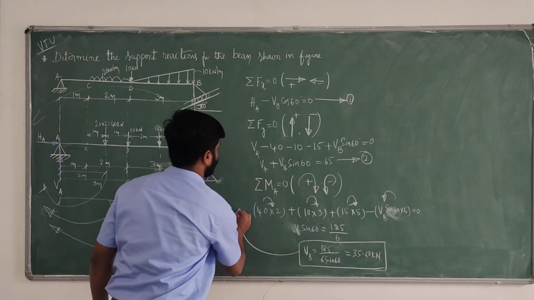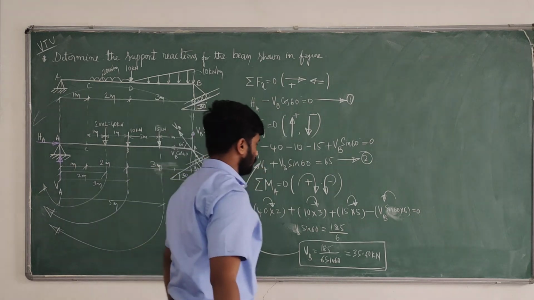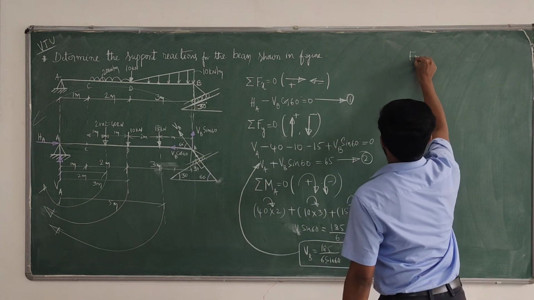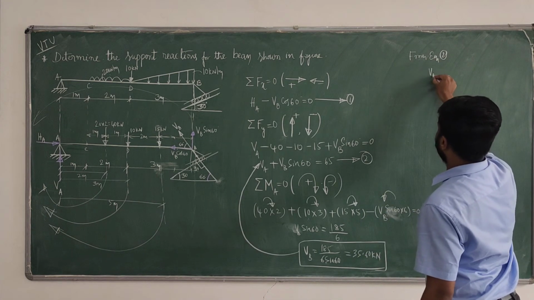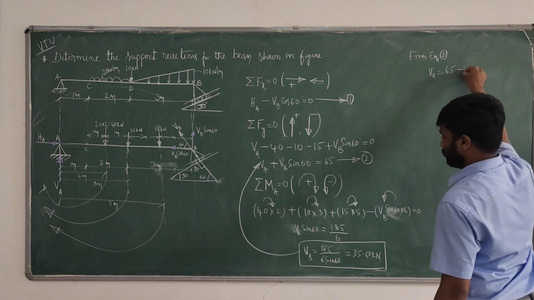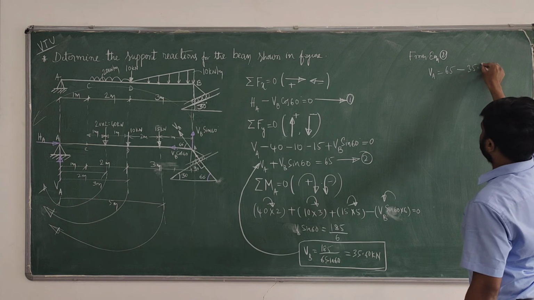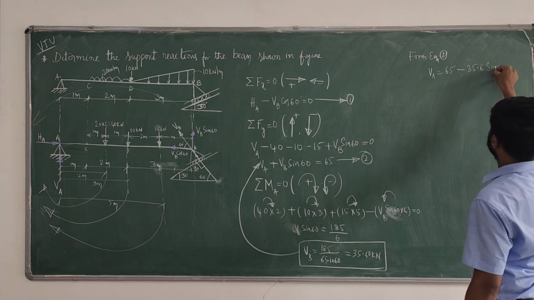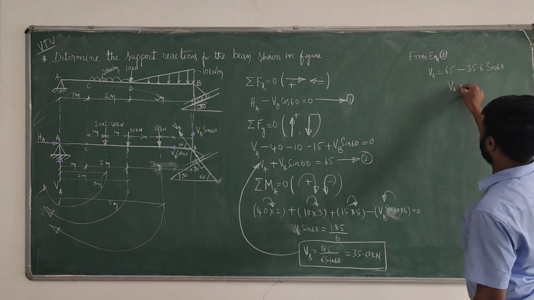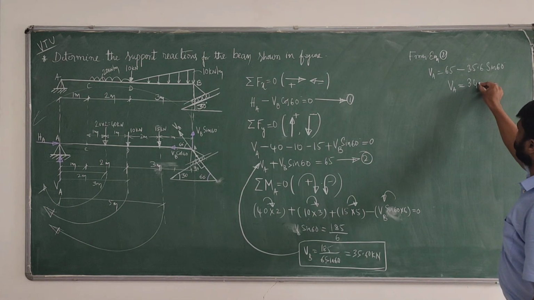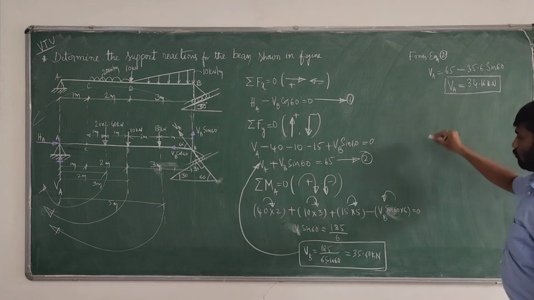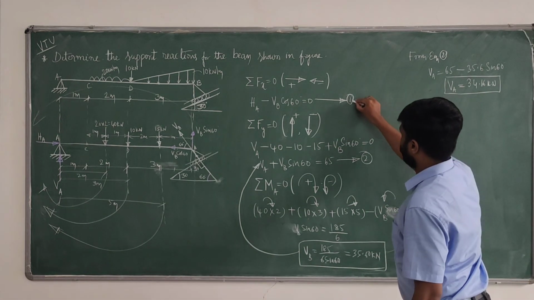Now substitute this VB value into equation number 2. From equation 2, we are getting VA. VA equals 65 minus VB sin 60, VB is 35.6. So what is the value of VA? 65 minus 35.6 sin 60 is 34.16 kilonewton. Now substitute this VB value once again into equation 1.